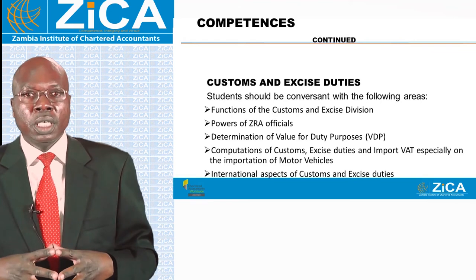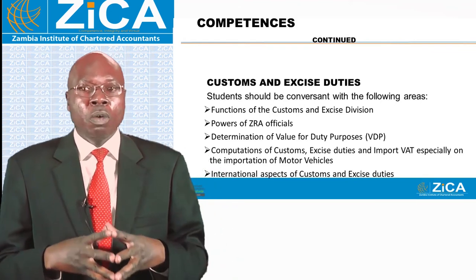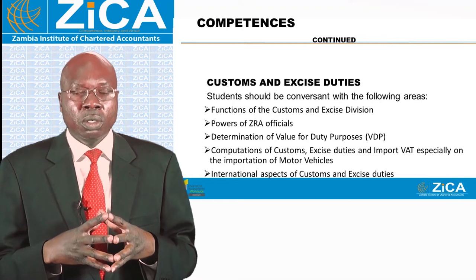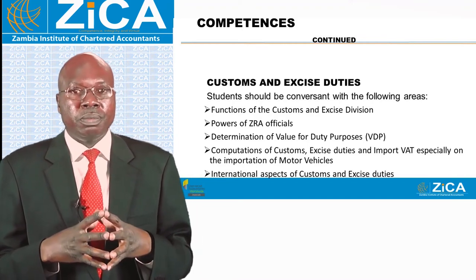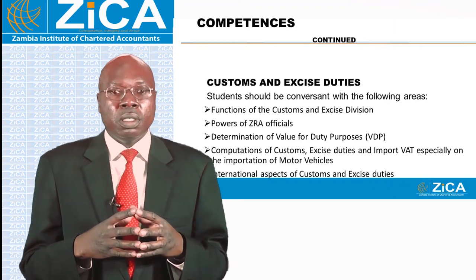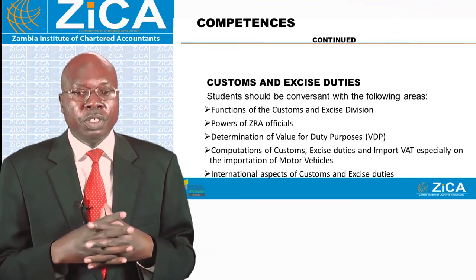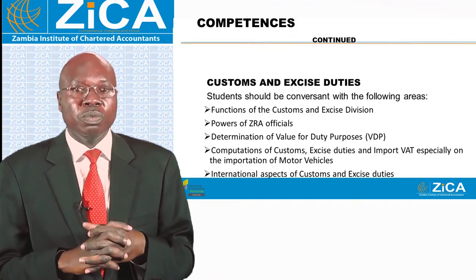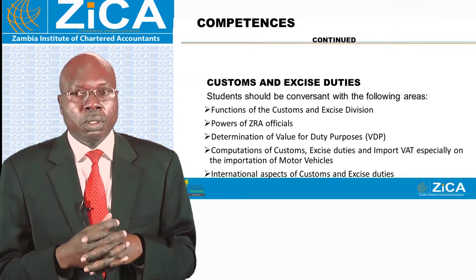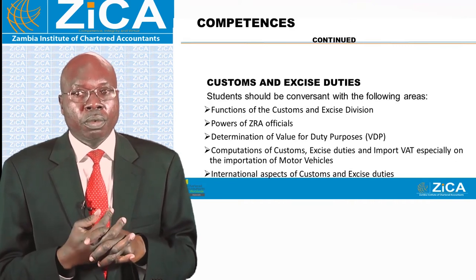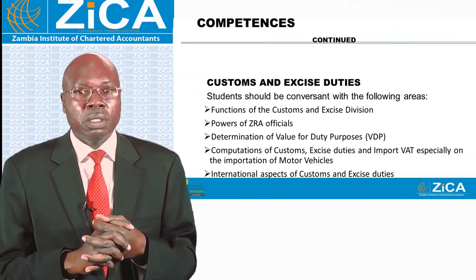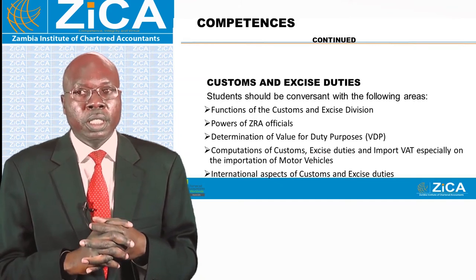And the revenue is raised from a number of taxes that are charged on certain goods, both locally and those that are imported from other countries. The taxes that are collected by this division include the customs duty itself, which is levied on imported goods. Number two, fuel levy, which is levied on petroleum products such as petrol and diesel.